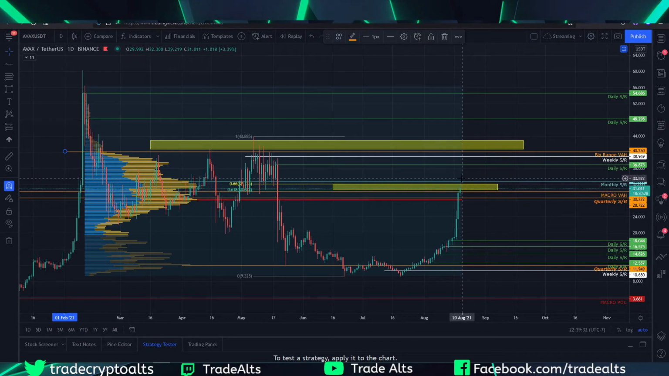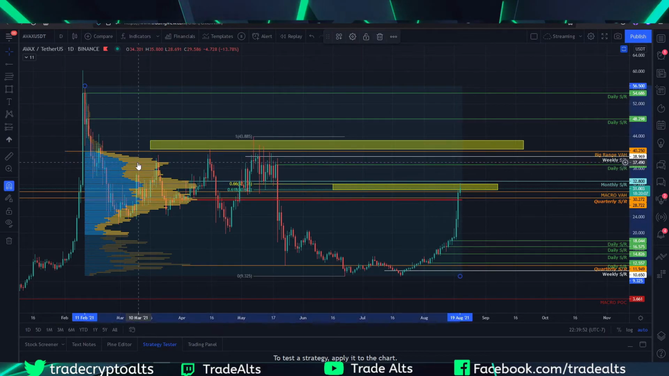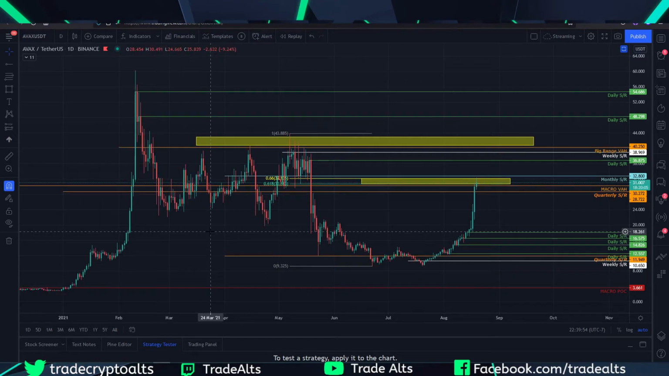So if you reclaim your monthly, again, what happens to volume? It starts to die off, right? You see that? So if you reclaim this monthly, it's a little bit of an easier road in my opinion to start pushing up. So that gives me a little bit more confluence saying, hey, if you're able to reclaim this, probably going to push up and test some of these higher levels. So that's AVAX.